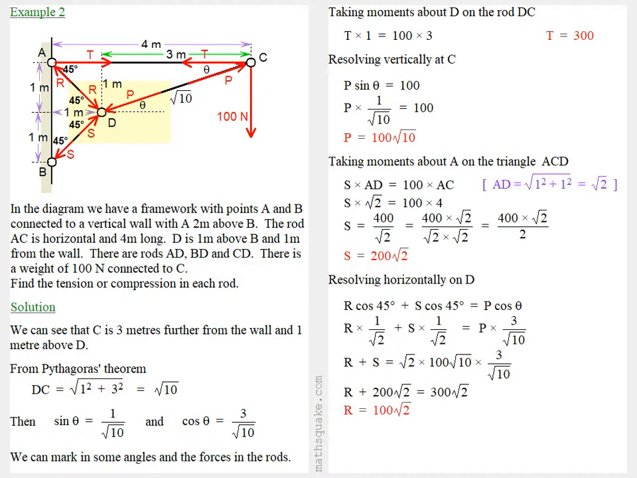So we have as our solution T is 300 newtons, P is 100 root 10 newtons, R is 100 root 2 newtons, and S is 200 root 2 newtons.